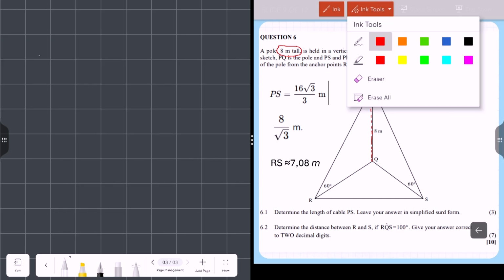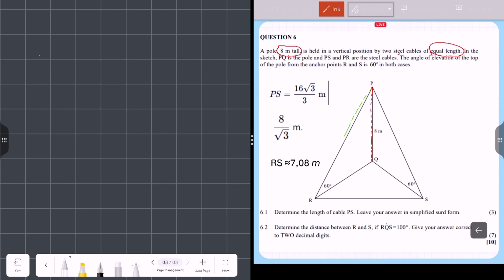So we are told as well that the PR line that we are having just going this way, and this other one which is PS, they are actually the cables that are making sure that the pole doesn't fall. Come rain, come wind, it will stay strong. In most cases, not all the time, they do fall, but in most cases they stay strong like that. So please just try to relate. And they said the angle of elevation of the top of the pole from the points R and S is 60. So they're trying to tell us that this angle that you get here is literally called the angle of elevation.